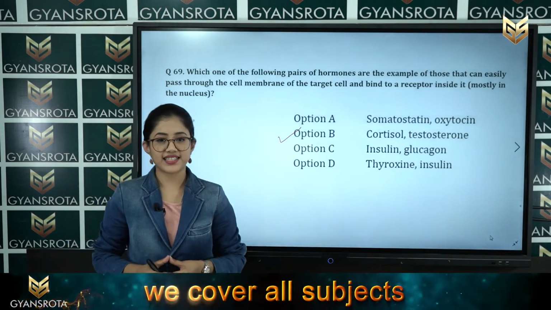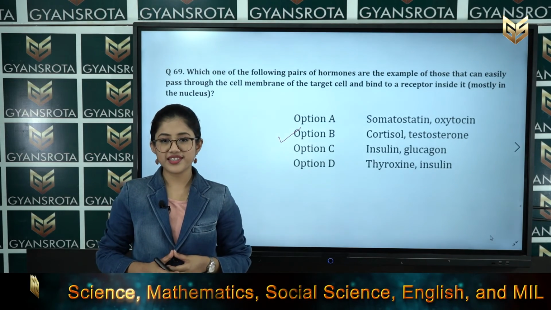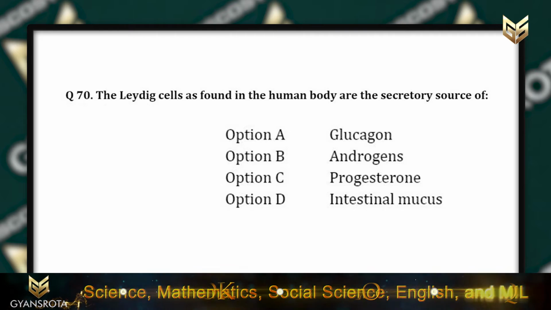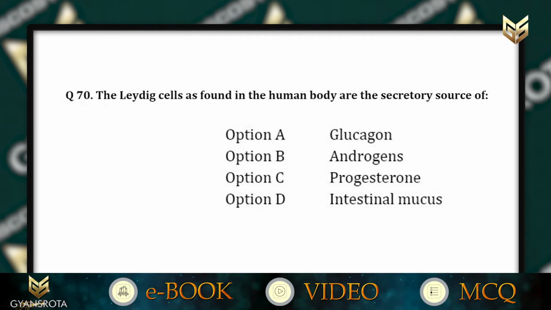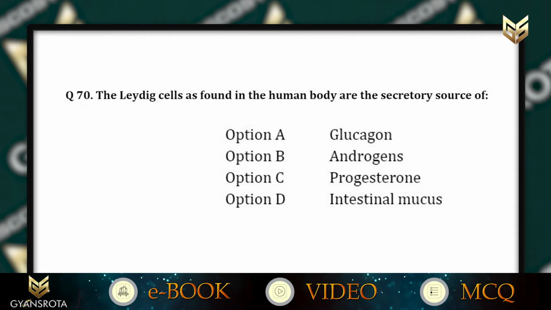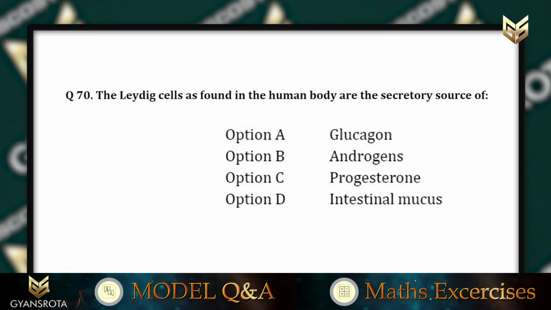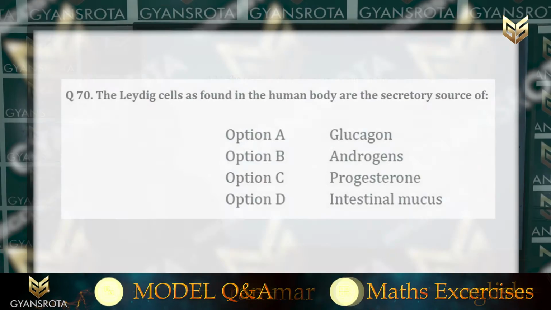This is the correct answer. Now, let us see the next question, that is question number 70. The Leydig cells as found in the human body are the secretory source of option number A, glucagon, option number B, androgens, option number C, progesterone, and option number D, intestinal mucus.